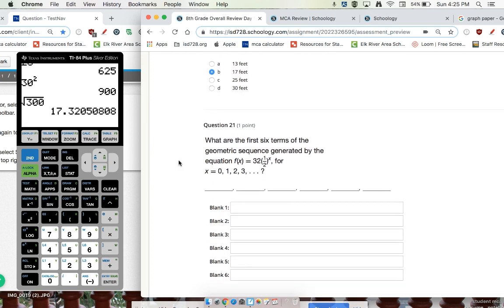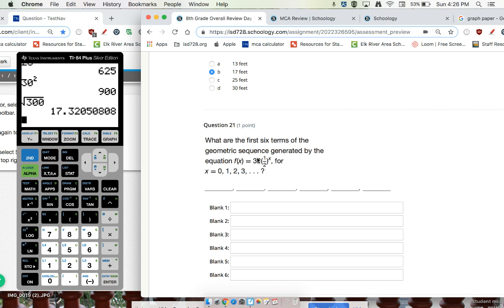What are the first 6 terms of the geometric sequence? And by the way, geometric sequences are like our exponential growth that we just learned about last week, where you have a times b to the x. The a is the initial amount, and this lovely b here is your growth factor. So a geometric sequence is just an exponential function. So what are the first 6 terms of the geometric sequence generated by this equation?